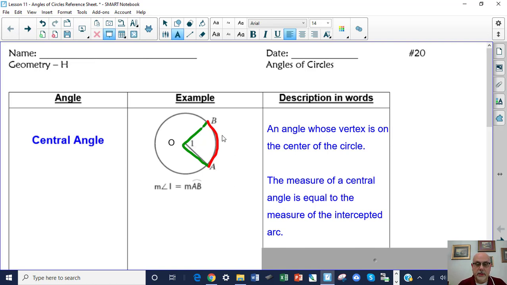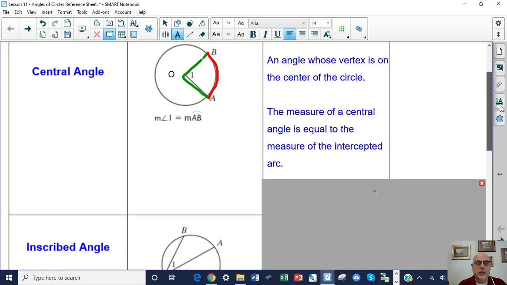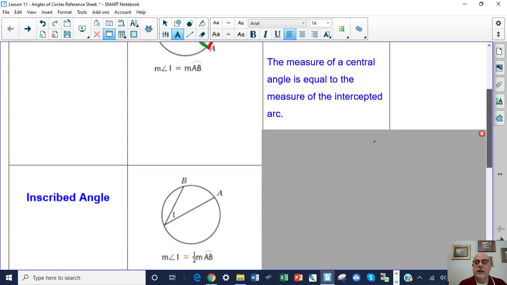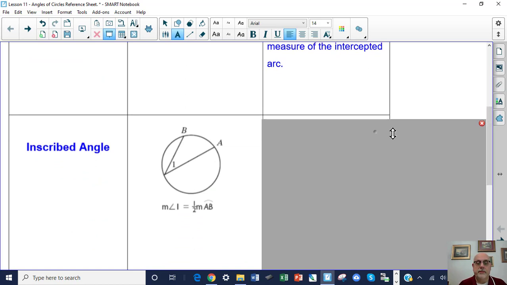Okay? It's a 1-to-1. Very important, because they're not all 1-to-1. So in fact, this is the only 1-to-1. So that's a central angle. Remember, if you need to pause this to catch up with the notes, then pause the screencast, okay?